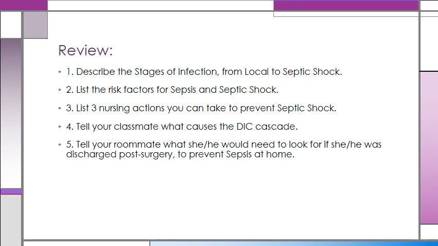Tell your classmate what causes the DIC cascade of events, what starts it and what treats it. And now tell your roommate what he or she would need to look for if he or she was discharged post-surgery to prevent sepsis at home or to identify it early. What would you tell her? Do it now. Tell your roommate how to prevent sepsis.